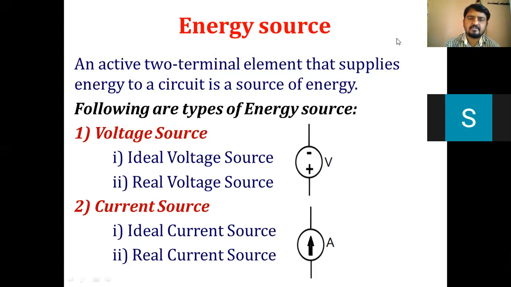So in the last class, we have already started the energy sources. Energy sources in the DC circuit means which type of supply we are going to provide: either the voltage supply or the current supply. Based on that, the sources are classified. Mainly, the energy sources are classified into two types, that is voltage source and current source. We have already discussed this.